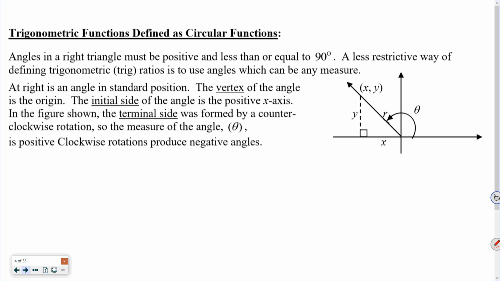So if you look down here, when it's in standard position, the initial side is always on the positive x-axis. So that's the initial side right there. The vertex is always at 0, 0. And then we have the terminal side. The terminal side is formed by going counterclockwise. So you can see that angle is moving that direction. So direction does matter when you talk about an angle in standard position. What that means is we can have negative angles now. If I move clockwise instead of counterclockwise, then we end up with negative angles.